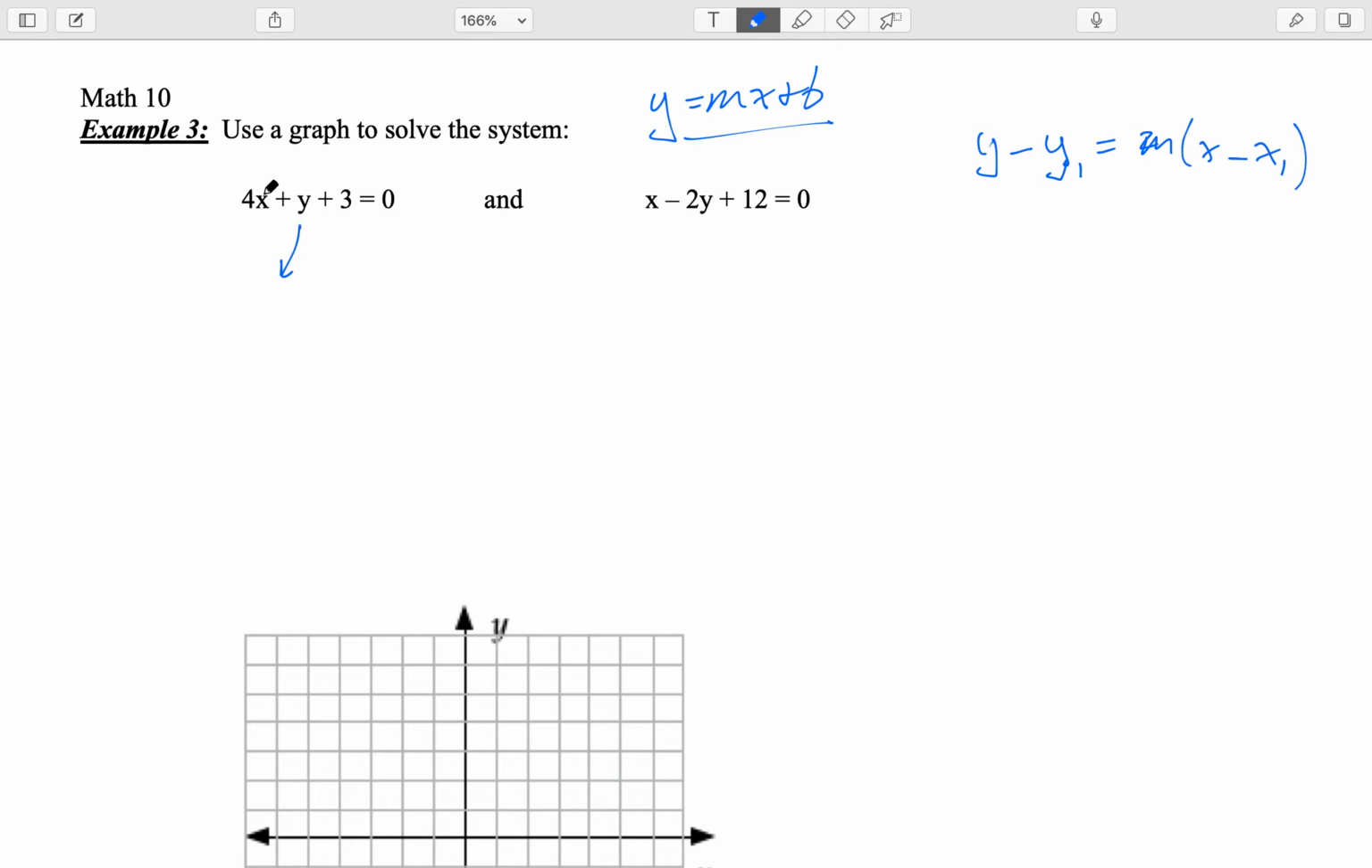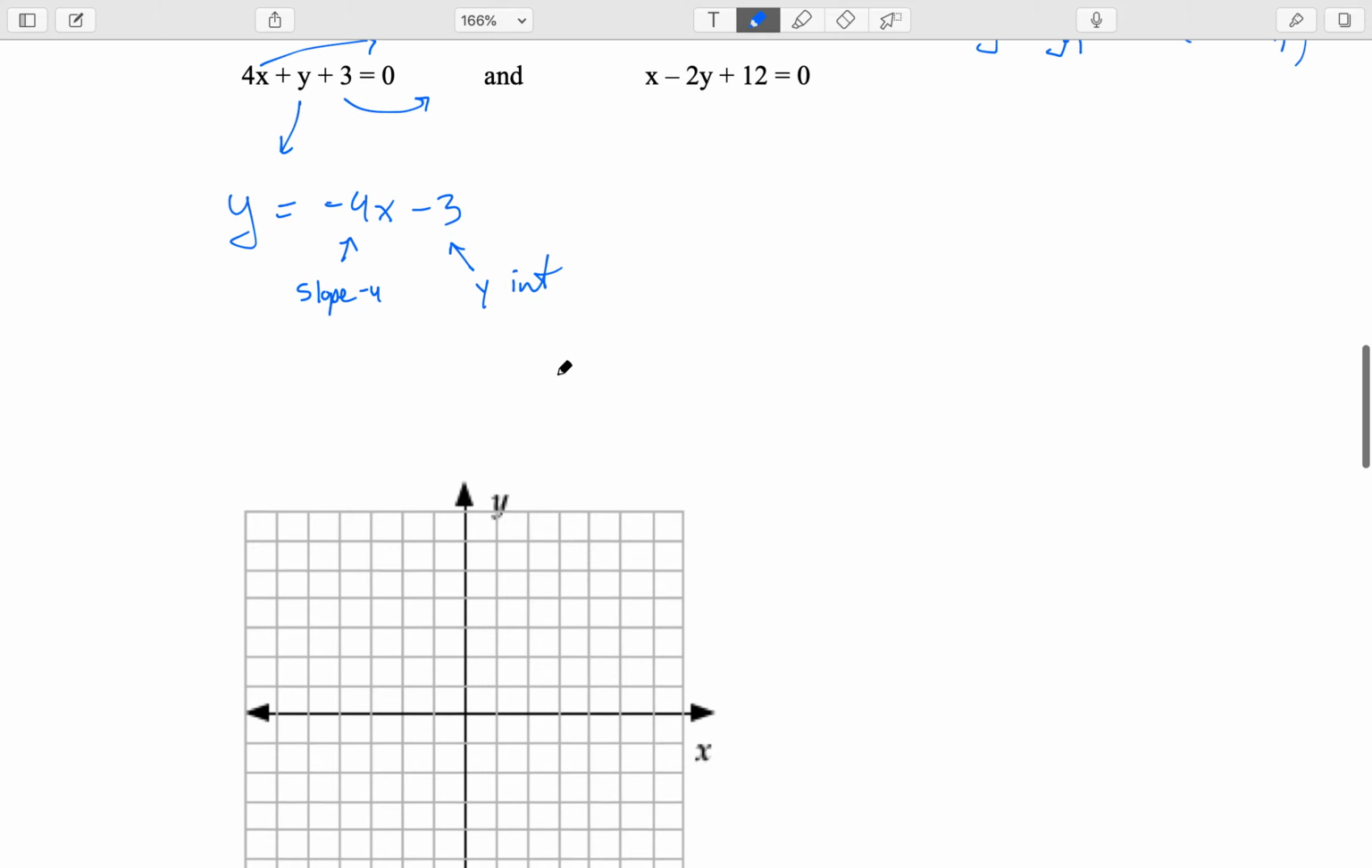Let's just isolate y. In other words, the 4x moves over. This becomes negative 4x. The 3 is going to move over. This becomes minus 3. Okay, so I know that this thing has a slope of minus 4, and the y-intercept is minus 3. Well, let's graph that.